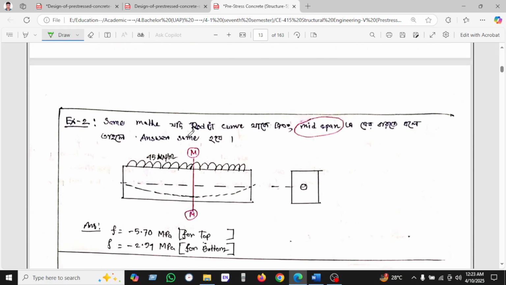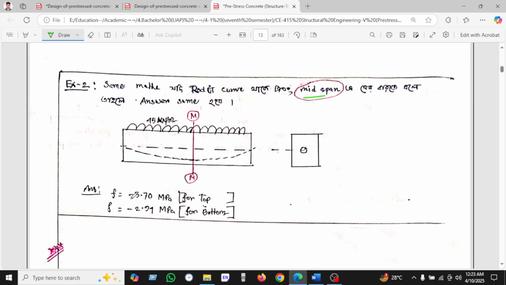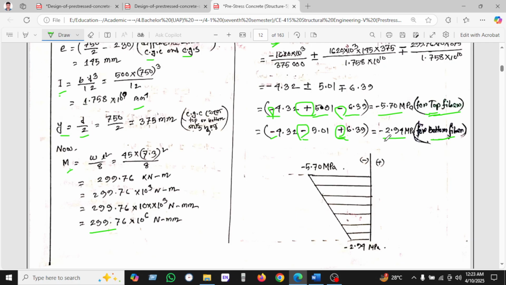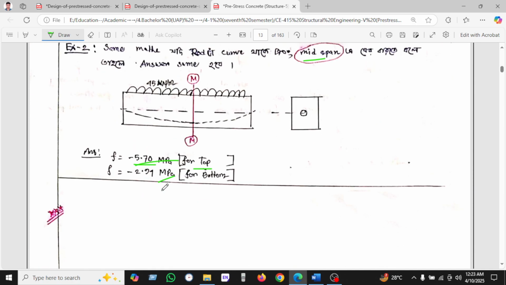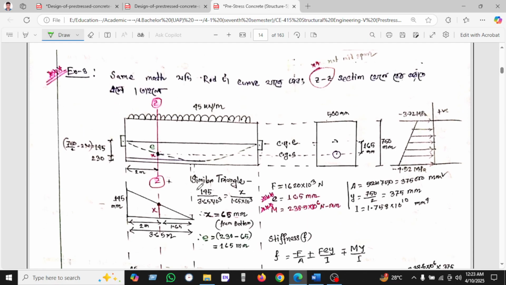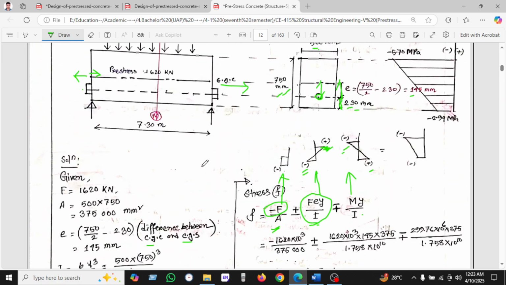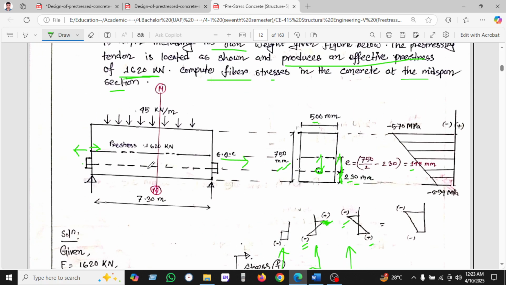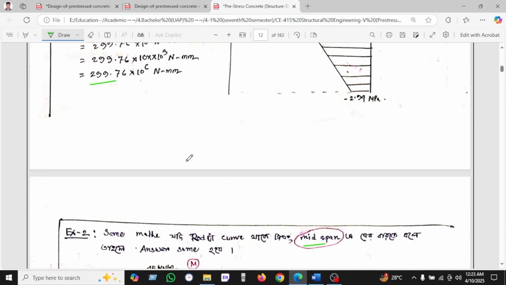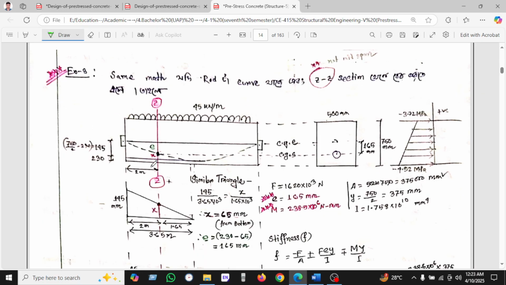Okay, so let's see another example. This is the mid span. The value will be the same as we found for top, minus 7.5, and bottom, minus 2.5 or 9. So we can see another example where we can calculate the stress at 2 meters from the bottom left. Previously we calculated the stress at the midsection. Now we'll calculate at 2 meters from the left.